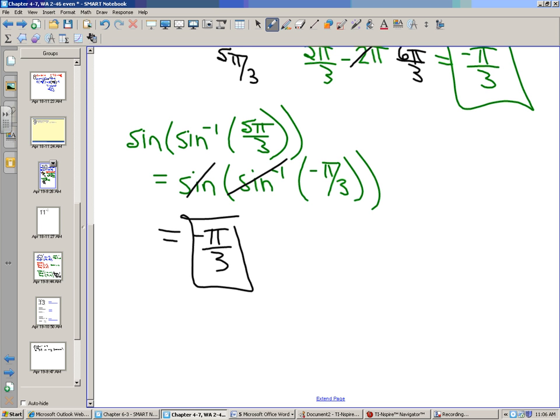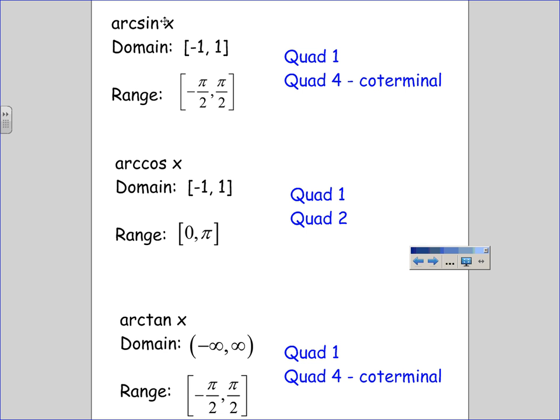Do we get it? Does that make sense? We good? Again, everything centers around this lovely little page. The arc sine, the domain negative 1 to 1. The range negative pi over 2 to pi over 2. Do we understand why I said you had to have a quad 4 coterminal angle? Yes or no? What I should add in there is that this is going to be a negative angle.